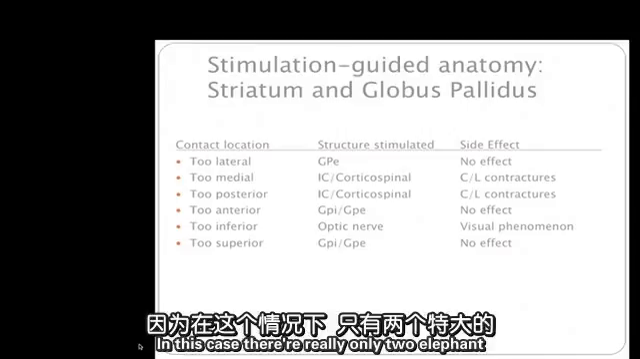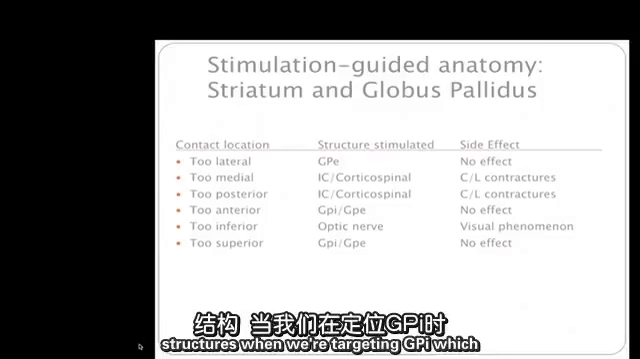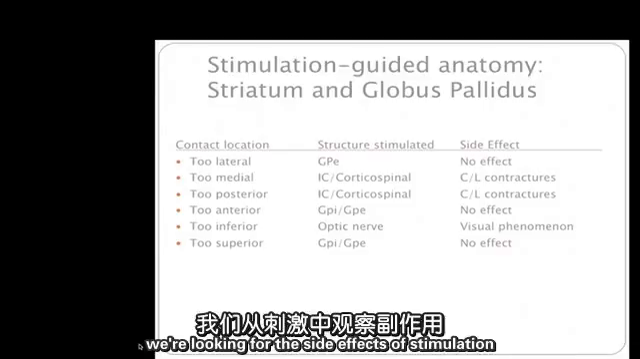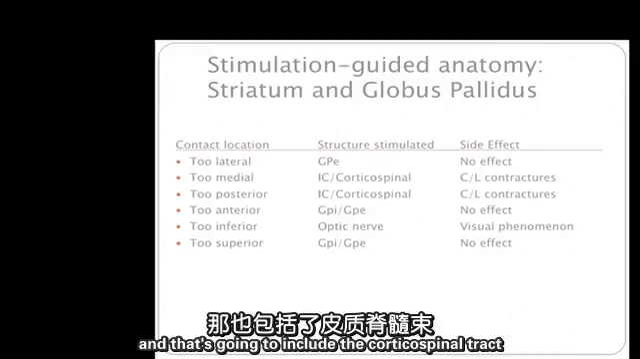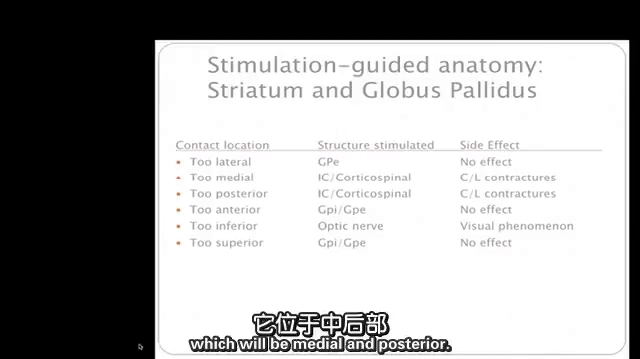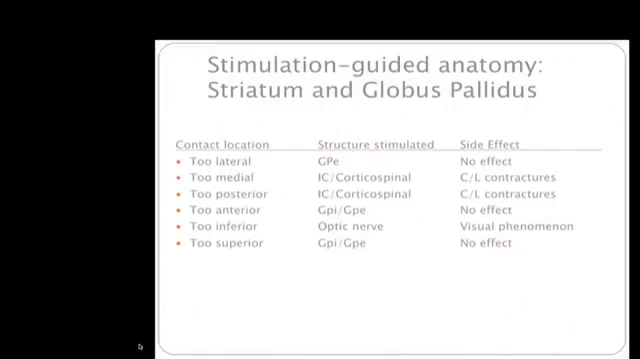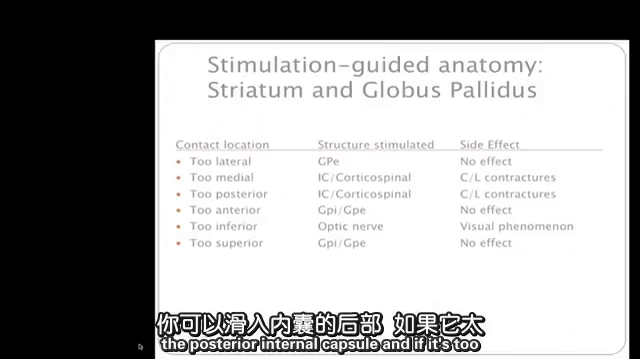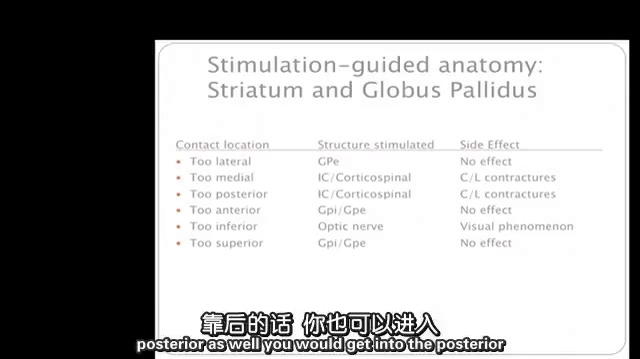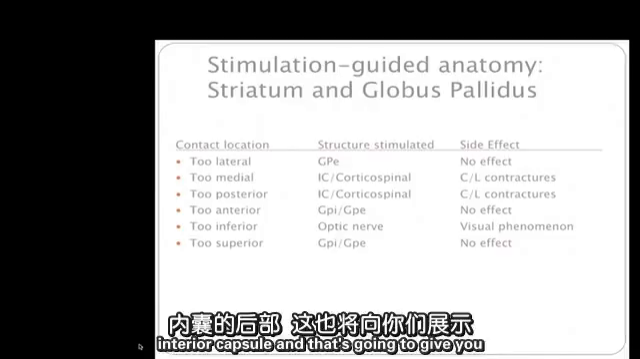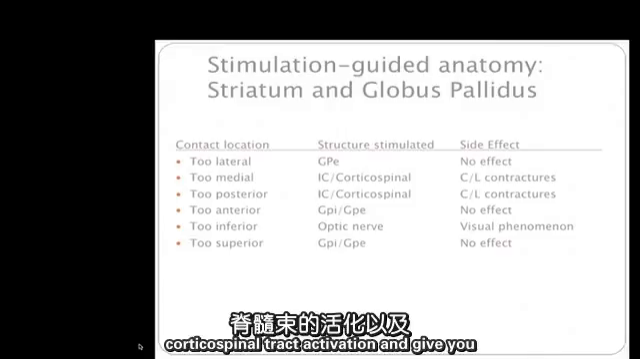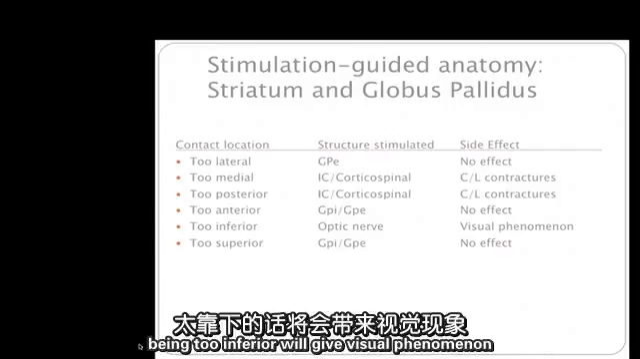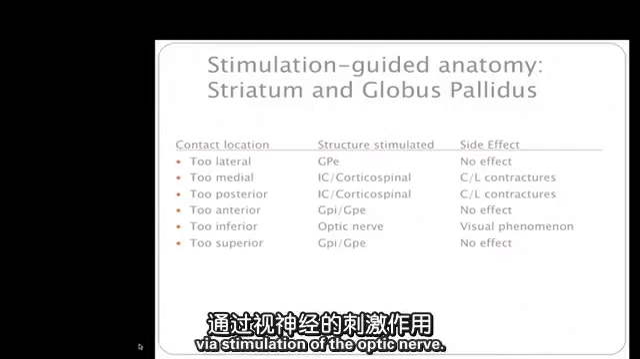In this case, there's really only two eloquent structures when we're targeting GPi, which we saw on the gross anatomy, and which we're looking for the side effects of stimulation. And that's going to include the corticospinal tract, which will be medial and posterior. So if our electrode is too medial, you'd slide into the posterior limb of the internal capsule, and if it's too posterior as well, you would get into the posterior limb of the internal capsule, and that's going to give you corticospinal tract activation and give you contralateral contractures. And like we showed, being too inferior will give visual phenomena due to stimulation of the optic nerve.